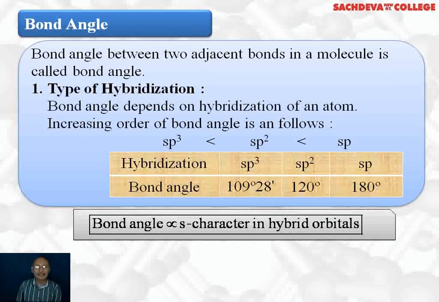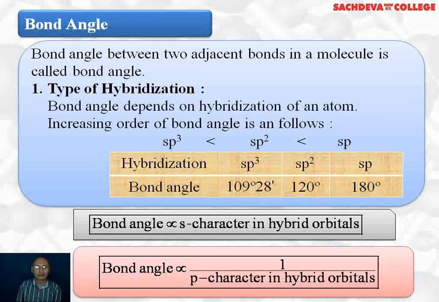So bond angle is directly proportional to S character in hybridized orbital. This we have proved with the help of above example. Bond angle is inversely proportional to P character. That also can be easily understood with the help of example.